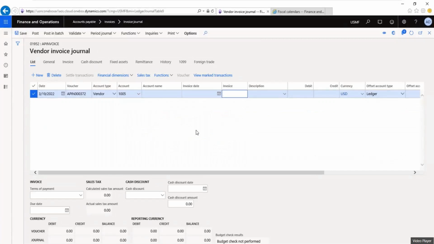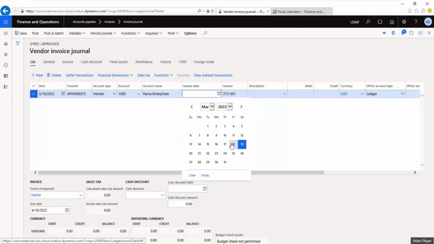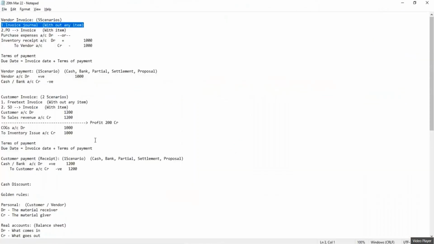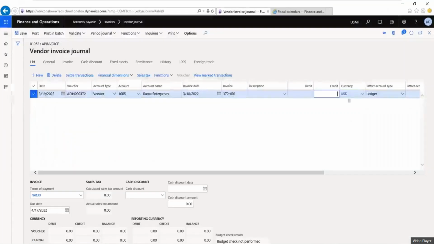Then you have received an invoice copy. That invoice number, which is received from the vendor, you need to enter. And the date may be today, yesterday, or the day before yesterday, whatever date you are selecting. Whenever you are doing a vendor invoice, it is a personal account. The material giver, the vendor who is giving the material, is credit. That is the reason for credit. Suppose it is $25. What does this mean? Water bottles I have purchased.